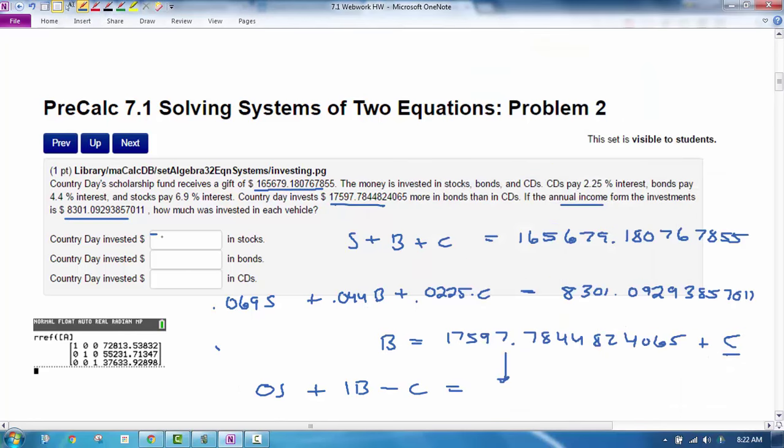These are my answers right here, 72,813.5. I don't know how accurate you need to do this. You probably do it to the 10th and it should work. This second one represents B, which is 55,231.7, and the last one's 37,000 about. So that's how we can solve that pretty easily in our calculator.